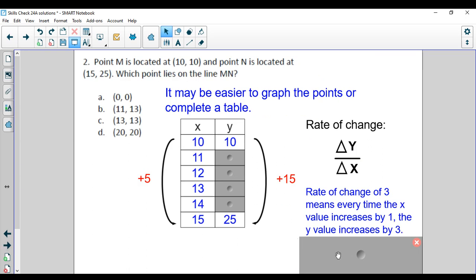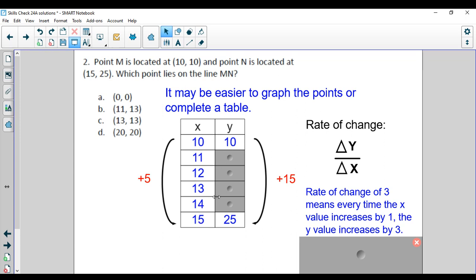Moving on to number 2, we want to know which of these points is on the same line that has these 2 points on it. So one way to solve this would be to graph it, but these are such big numbers that it would probably be cumbersome or hard to draw a graph that big. So what I chose to do is make a table. So I put 10, 10 in my table, and I put 15, 25 in my table. And then I put all the numbers in between 10 and 15 that are integers.